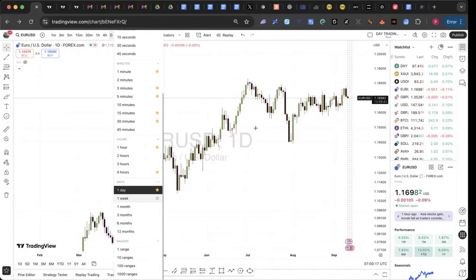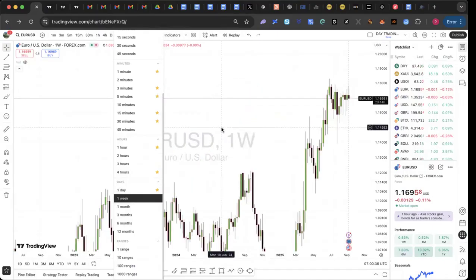So on my weekly, there's something very important I need to do. I'm going to change my chart into a line chart. And the reason for that is so that I can do my marking as proper as possible.